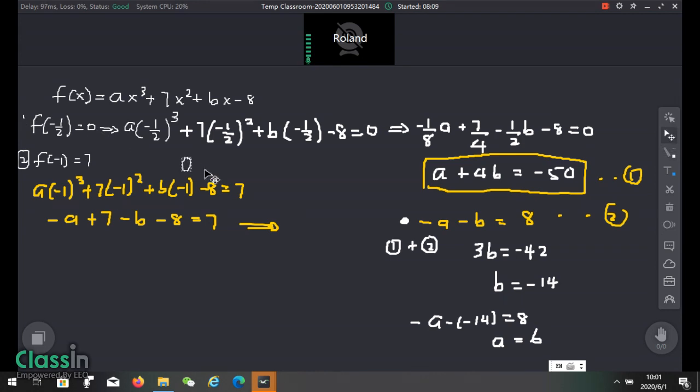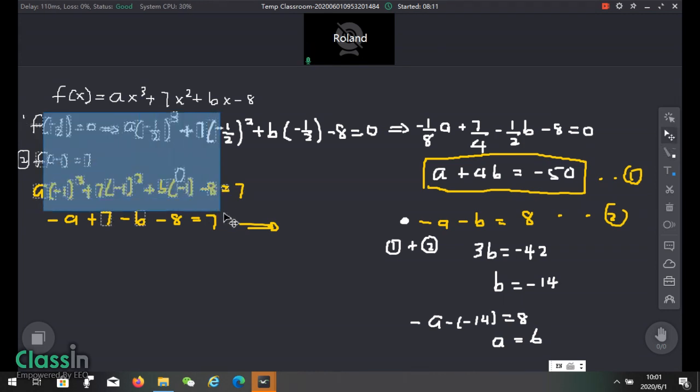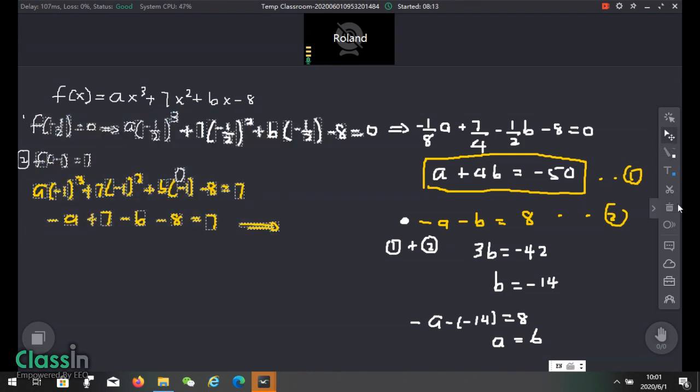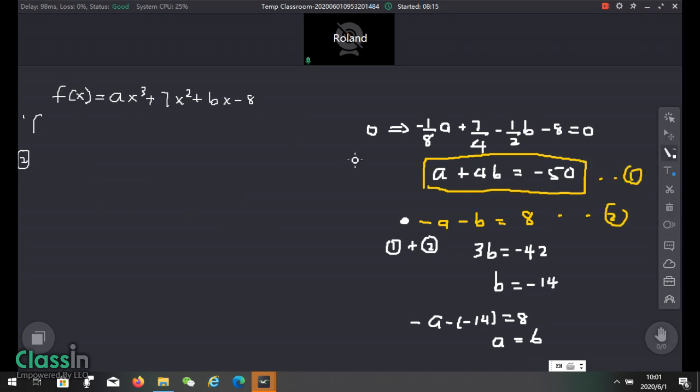So we can put them in our original equation to find the function. So we can say that f of x equals, a is 6, so 6x cubed plus 7x squared. b is negative 14, minus 8. All right, so that is a and b.